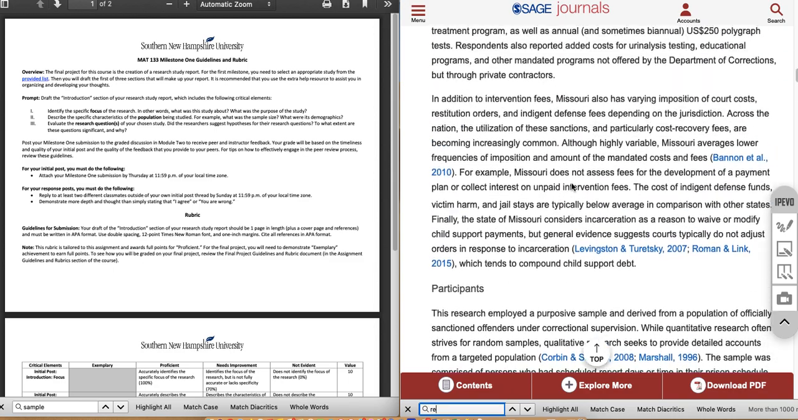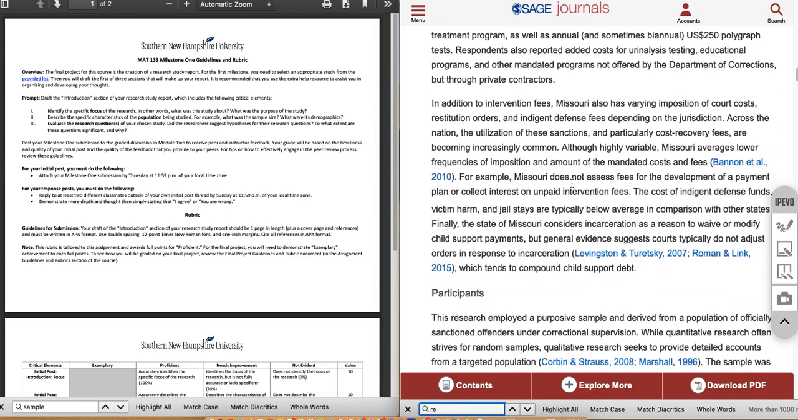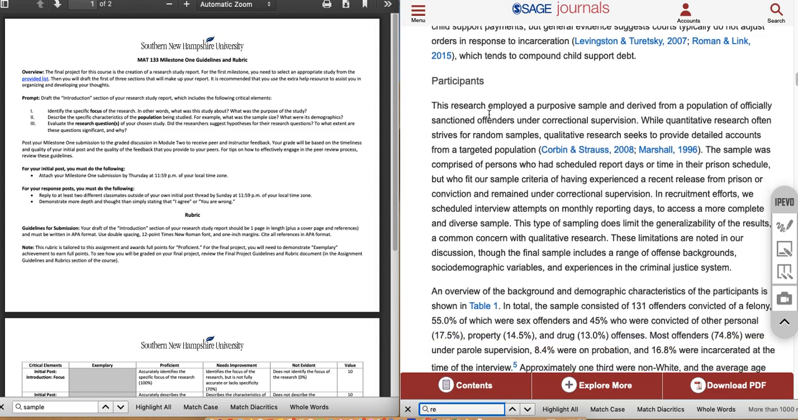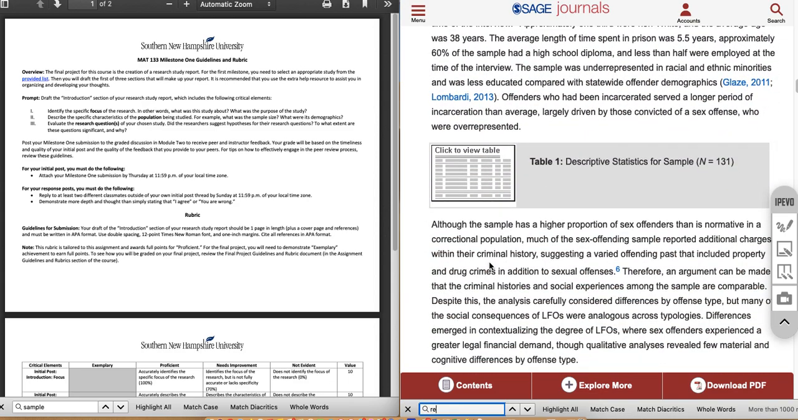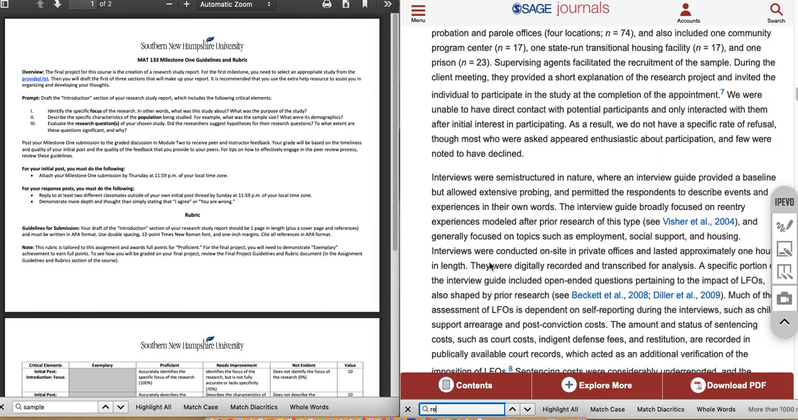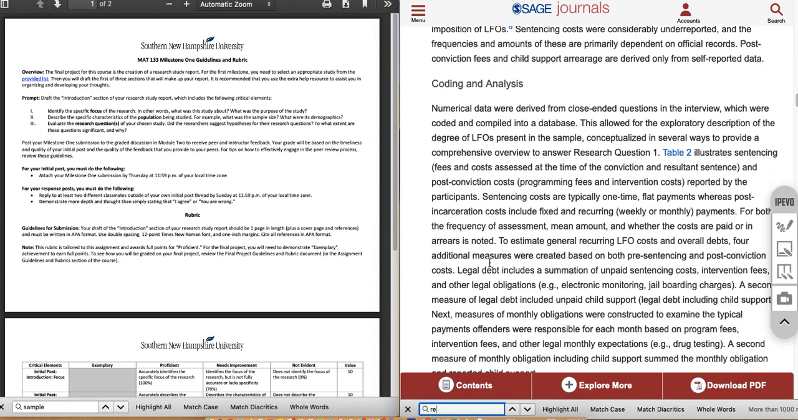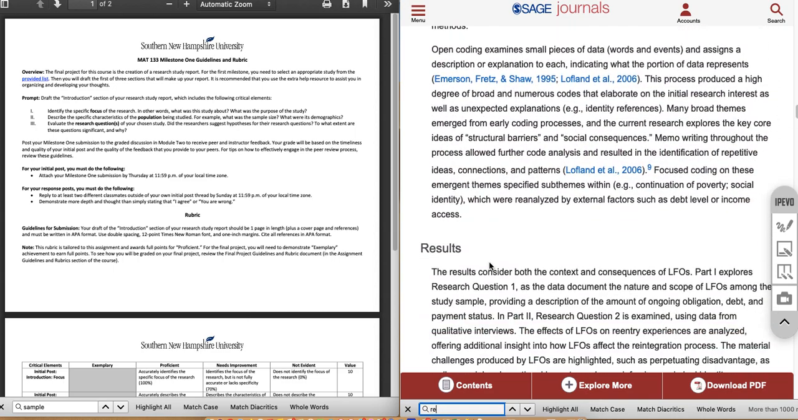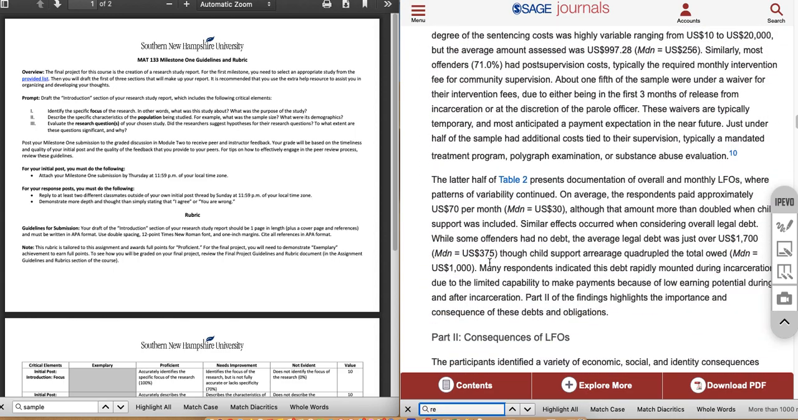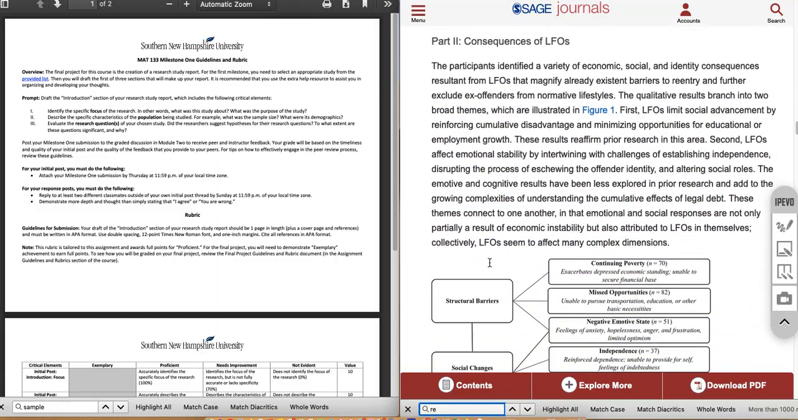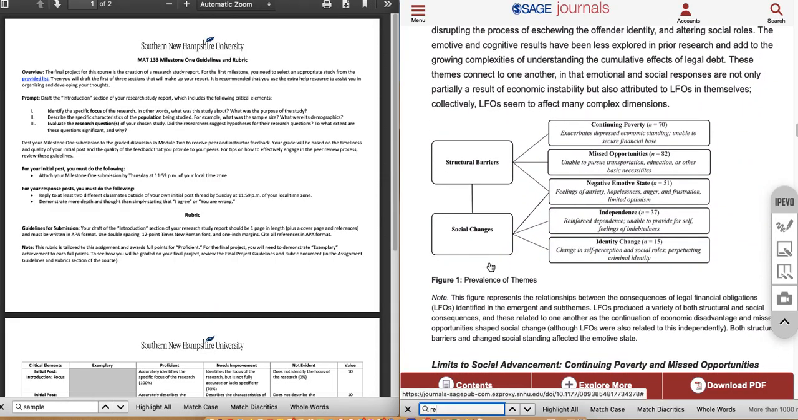And the lit review, you'll notice they have these different titles. The literature review, or lit review, is about previous studies that have been conducted. I'm sure they have that in this article, but I don't see a specific title for it.